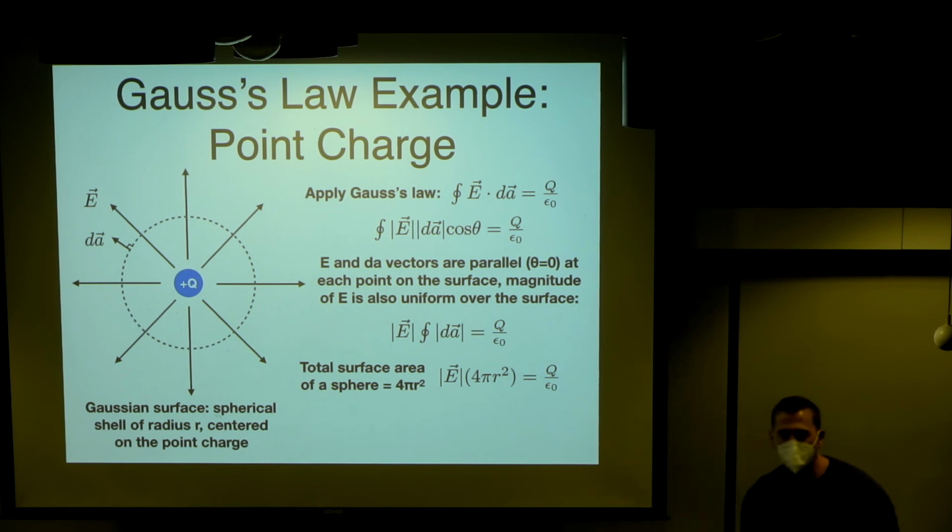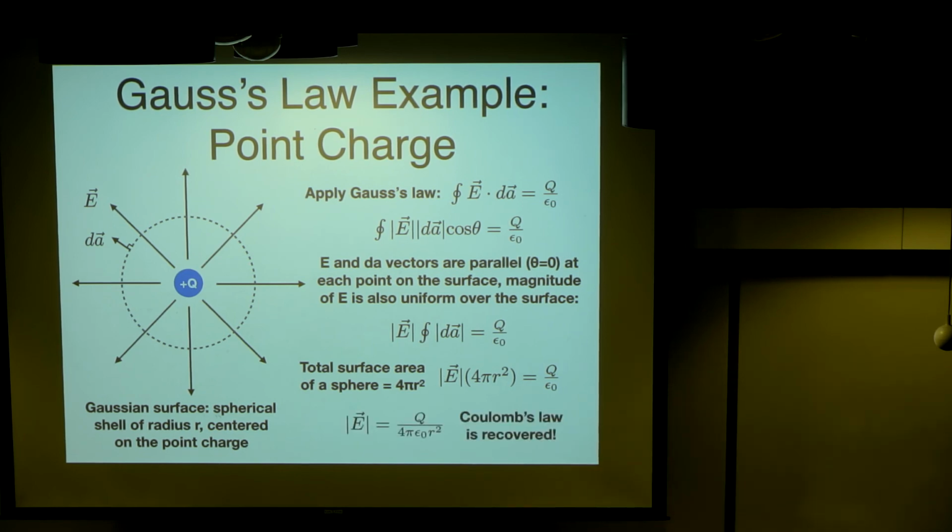What does that mean for the magnitude of E? Just divide out this part right here. So we have magnitude E equals Q divided by 4 pi epsilon naught r squared. And remember, 1 divided by 4 pi epsilon naught is the same as K. So you could also write this as KQ over r squared. So that's just Coulomb's law.